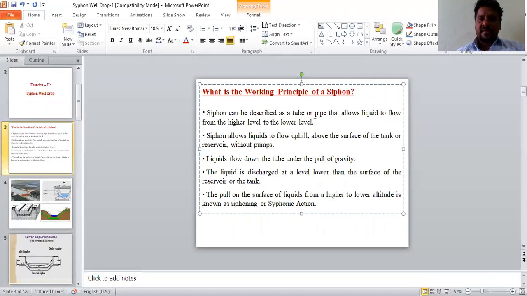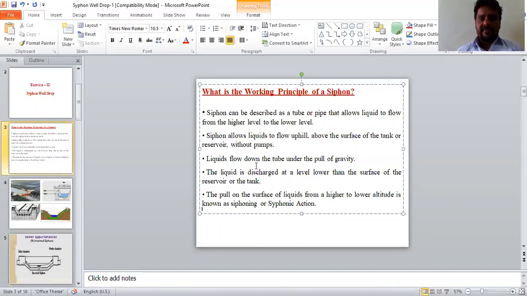So a siphon is simply a tube or a pipe that allows liquid to flow from higher to lower. Just remember this term: from higher to lower is simply a siphon. It allows liquid to flow uphill. So from higher elevation to lower elevation, and again water can flow uphill, without gravity effect, above the surface of the tank reservoir, without pumps, in the sense without external force, right?